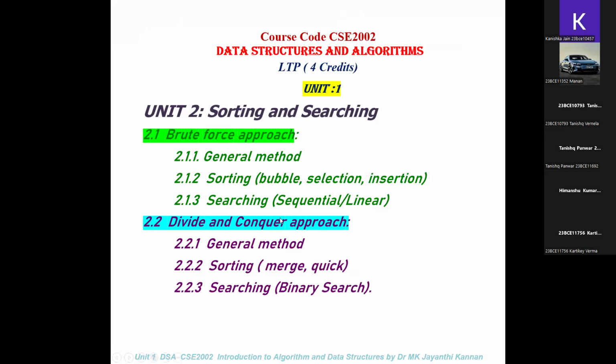Okay, our next algorithmic technique is called the divide and conquer approach. Now we will see what is the general method of divide and conquer approach, then how it can be used for sorting numbers. This divide and conquer approach of sorting is used in merge sort as well as in quick sort. Then we will discuss how the divide and conquer method can be used in searching, especially for the binary search process.